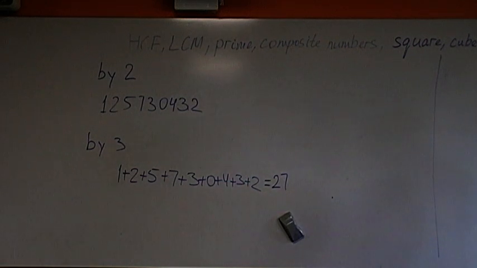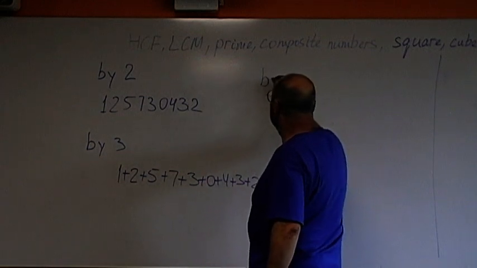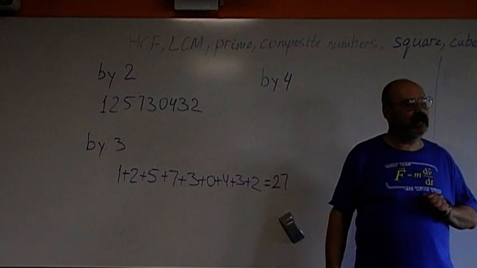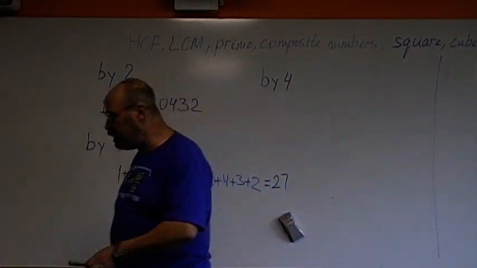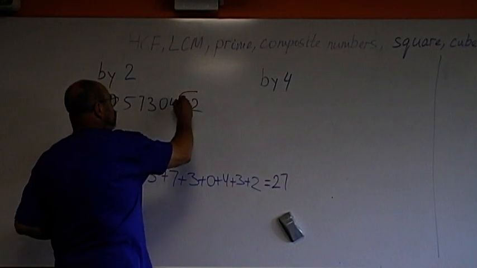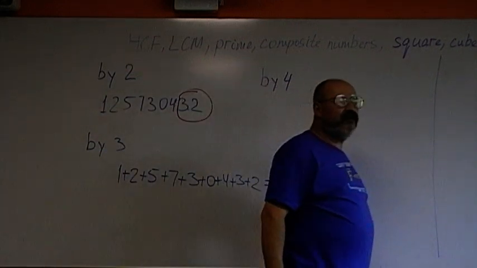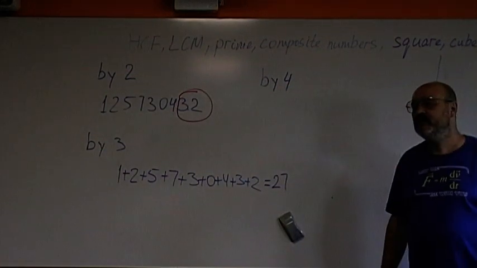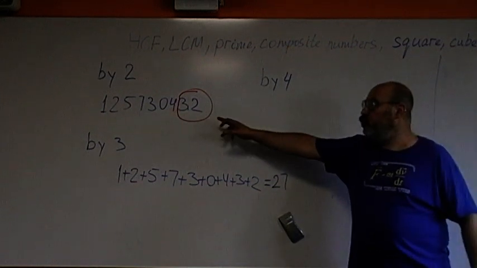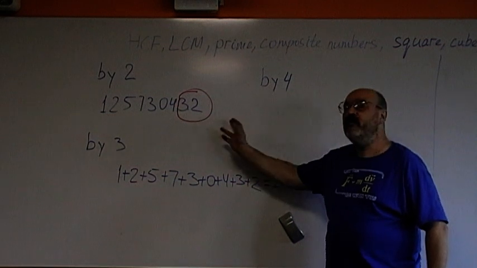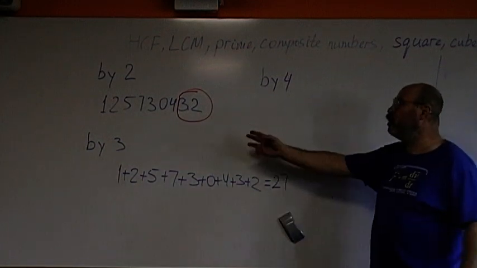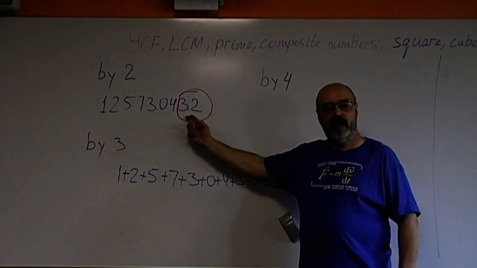Now, divisibility by 4. When it was divisibility by 2, we were looking only at the last digit. If it's divisibility by 4, we look at the last 2 digits. Is 32 divisible by 4? Yes, 32 divided by 4 is 8. If the last 2 digits are divisible by 4, the whole number is divisible by 4. So you don't need to do division. You look at the last 2 digits. Make sense?